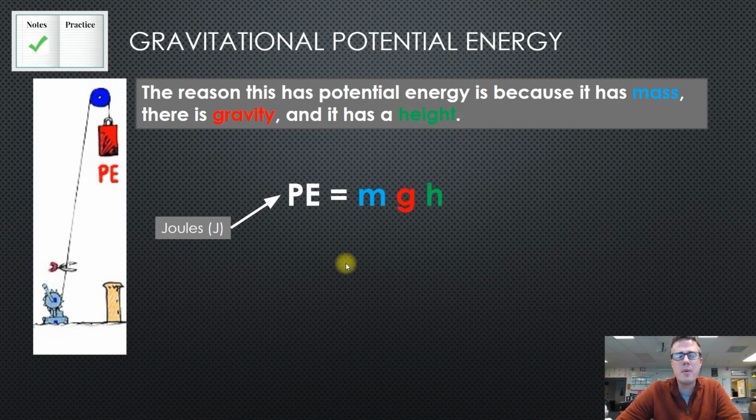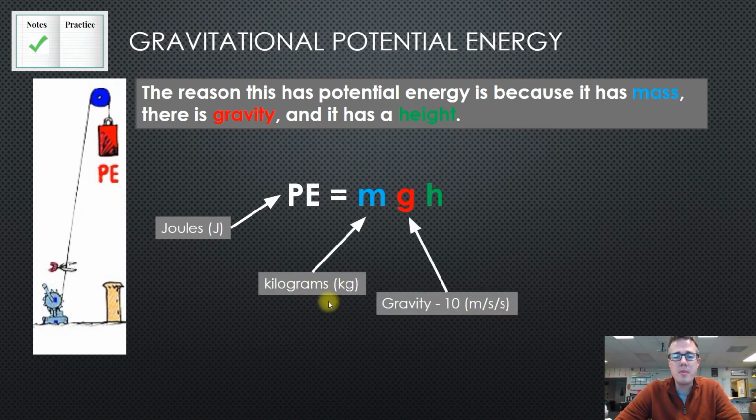It's named after the first person who defined energy and gave it a measurement. And so he got the honor of having this unit named after him. And we use a capital J. For the mass, good old kilograms, just like we've been using in momentum. Gravity, as you hopefully remember, is 10 meters per second squared, and height is measured in meters.